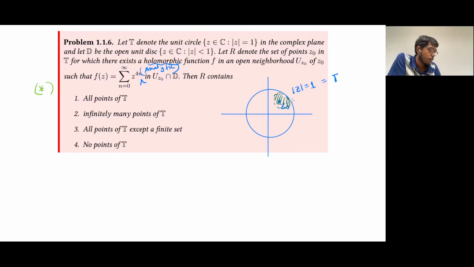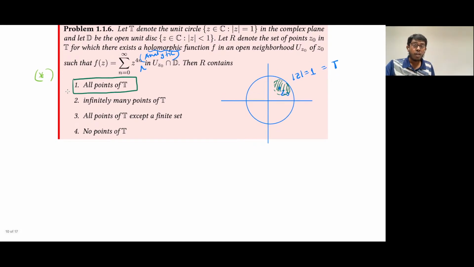Yeah. So any guess? One. So all points of T. Okay, let's see. What about others? Any guess? Okay, so let's see which of the options are correct. What it says: 2 and 3, infinitely many points of T and all points of T, right? So let's see, 1 is true or 2 and 3 are true. Okay, so what is R?